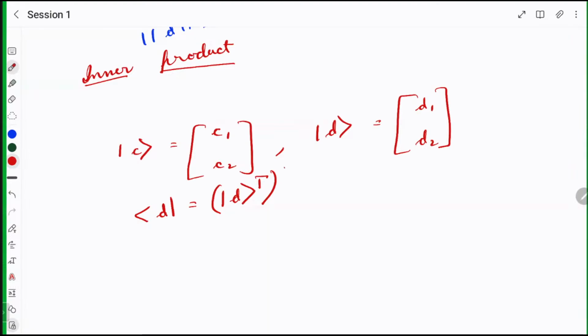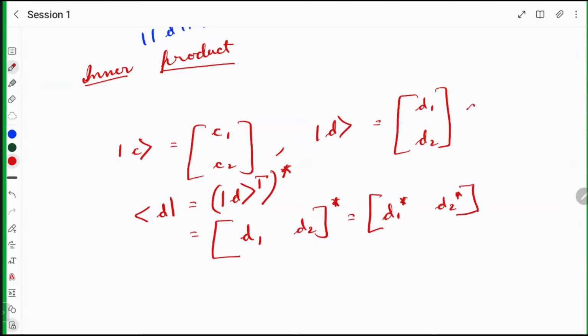In this space, the bra D would be D transpose complex conjugate of that. So basically, you would have D transpose would be D1, D2, and complex conjugate of the whole thing. So what that means is that every element would become complex conjugate as well. D1 star, D2 star. A complex conjugate means if D1 is like x1 plus i y1, D1 star would be x1 minus i y1. So that is what we mean by complex conjugate.